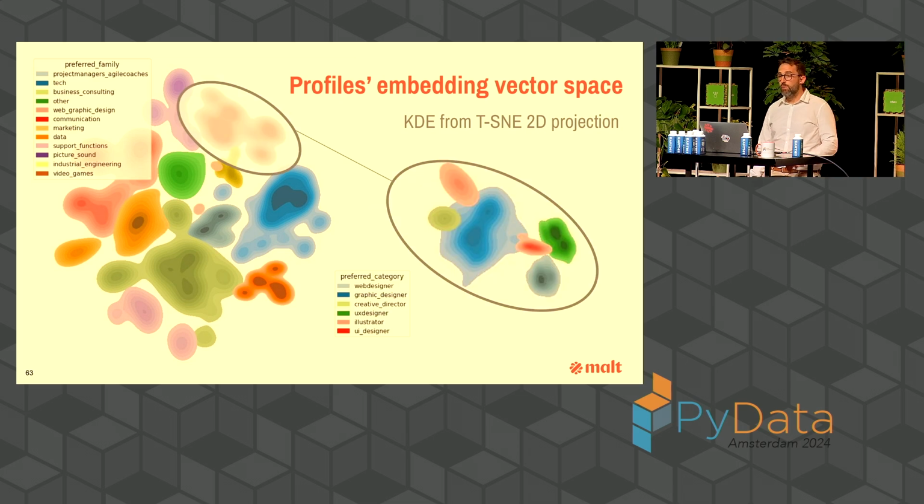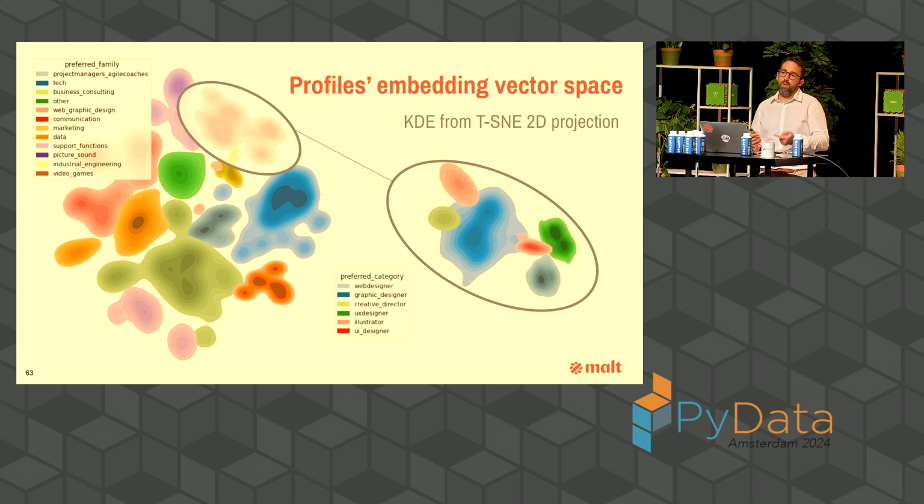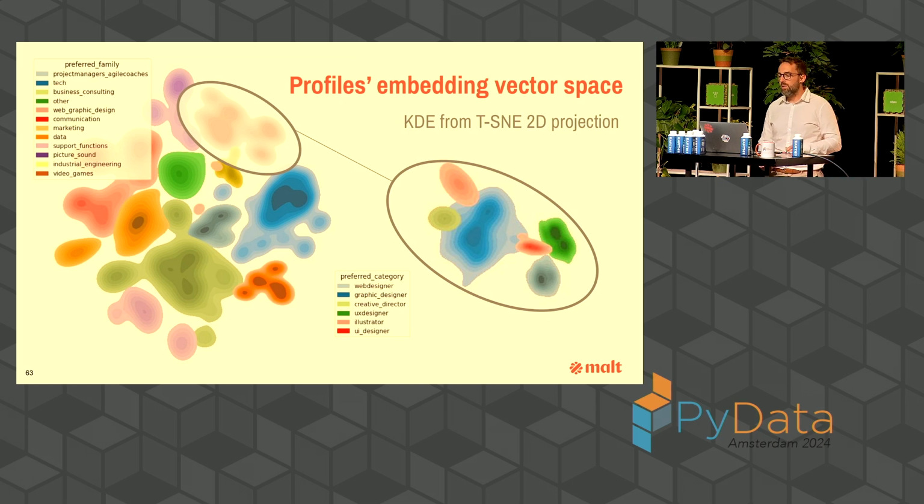And actually, if we zoom in on one of the job families, here the web graphic design family, we see that these bumps are actually categories in our job taxonomy. You can still see several bumps within a given job category. We didn't have time to investigate, but we think that we probably have subcategories within our categories.